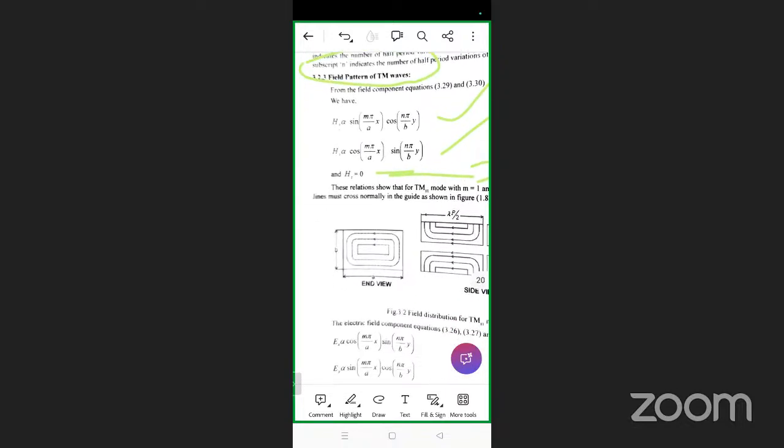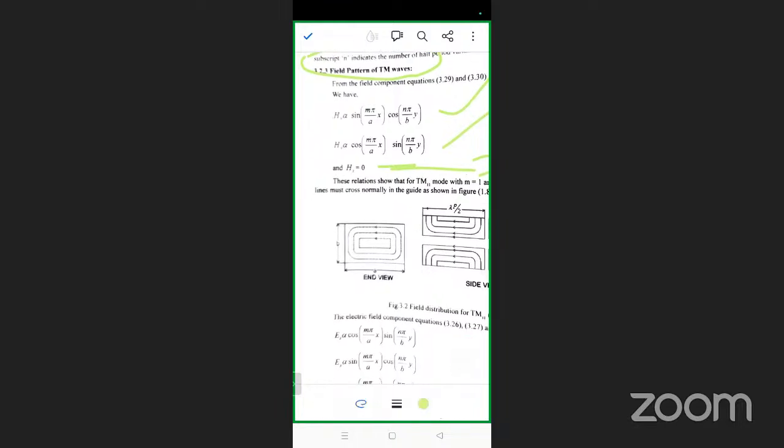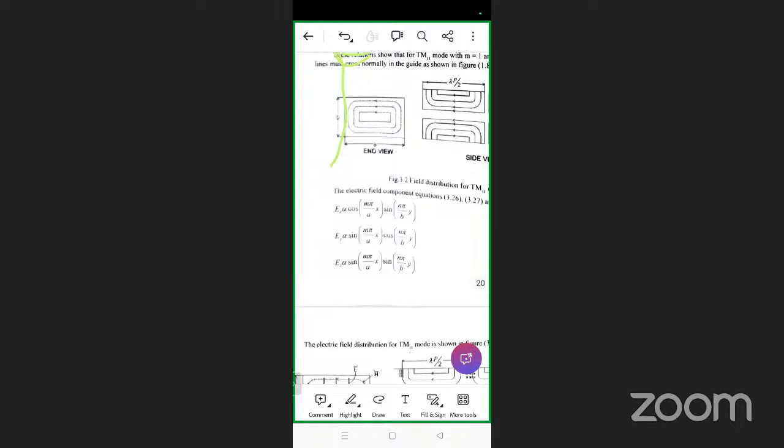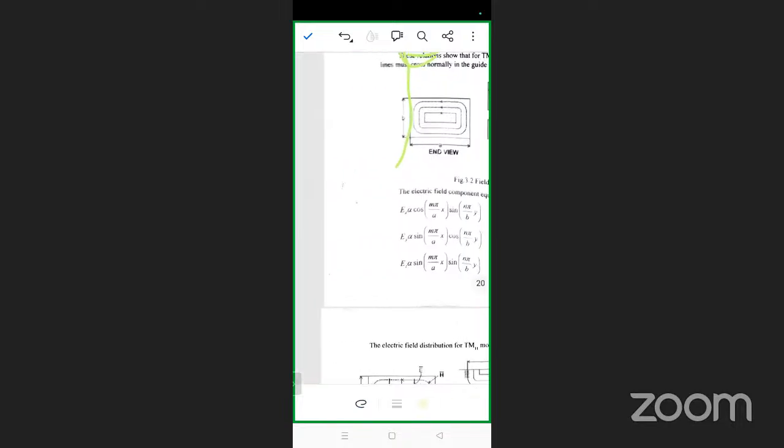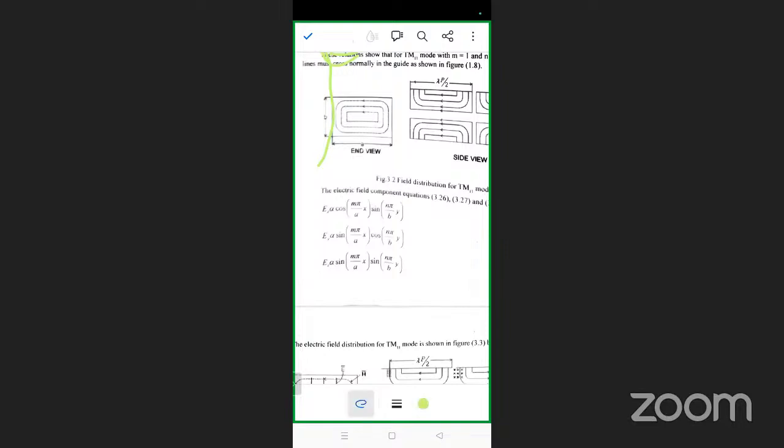As we are discussing TM modes, in TM modes we have Hz equals 0. Coming to the electric field, we have 3 equations. Magnetic field is there, so the electric field components are present. So in total we have 3 equations for the electric field: Ex, Ey, Ez. Ex equals cos(m pi by a of x) sine(n pi by b of y). Next, Ey equals sine(m pi by a of x) cos(n pi by b of y).